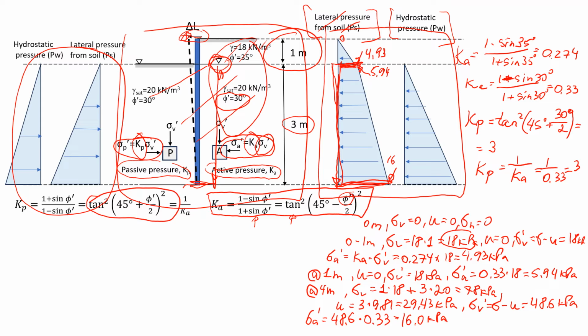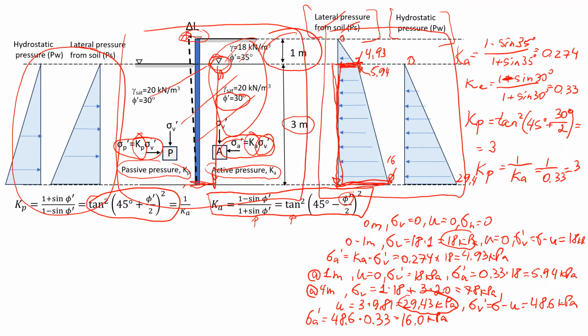Also, we have the groundwater level below 1 meter. So here at 1 meter it will be 0. And we already found that the pore water pressure will be 29.4. So this point is 29.4 kPa, right?